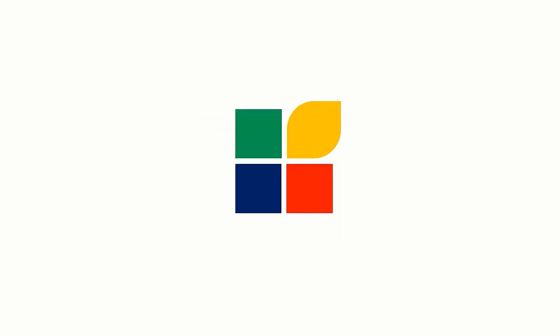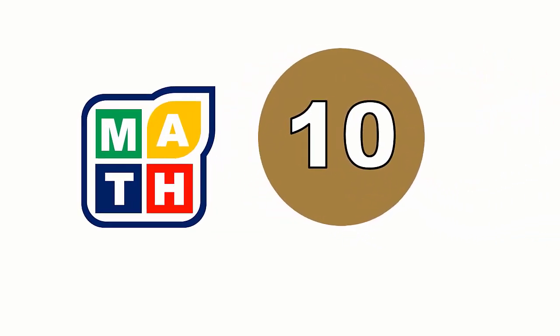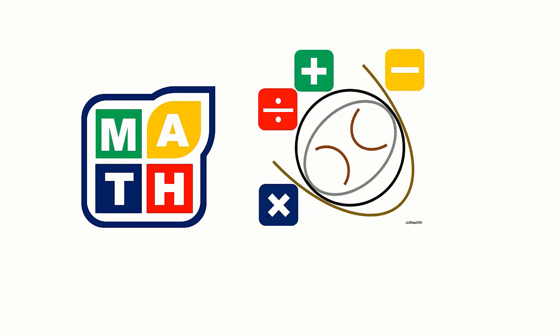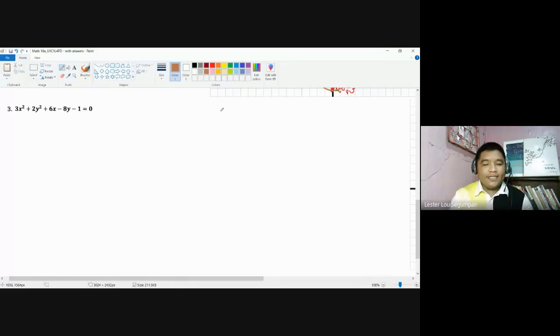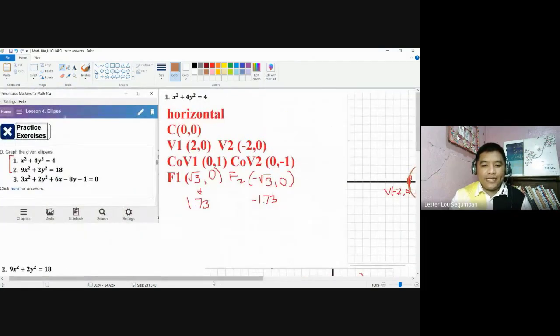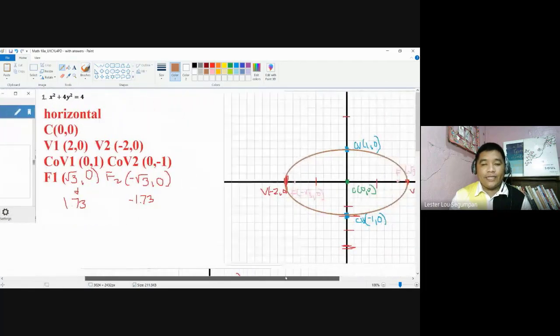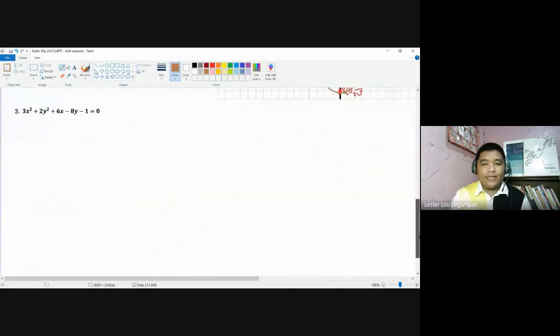Let's graph an ellipse from a given general form of an equation. This is now the last video for the ellipse. In the previous video, we were able to graph the ellipses for numbers 1 and 2. But since we already have separate videos for determining the details, it's easier for us to plot them. However, for number 3, this is in its general form, so we don't have the details yet.